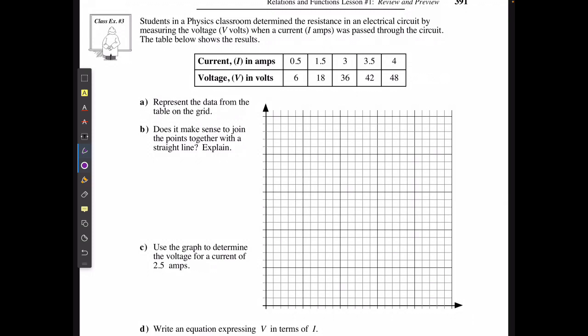So the first thing is that I always need to know if my table is going horizontally, like this, then on the top is my horizontal axis, and on the bottom is my vertical axis. Why is this important? Because I'm going to need to say that this one is represented by I, and this one is represented by V.